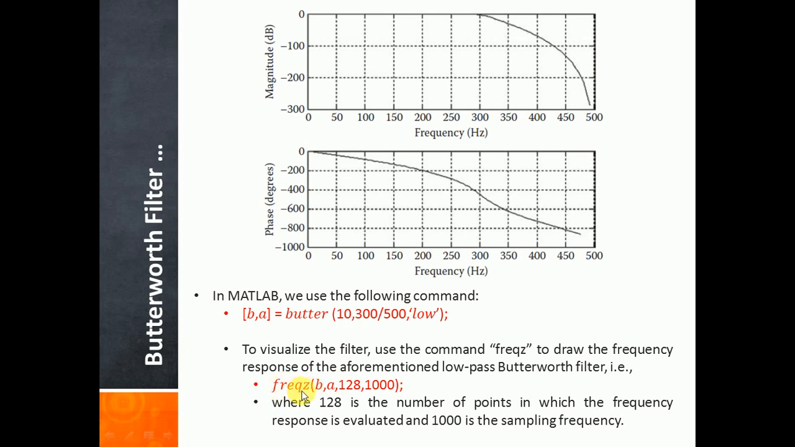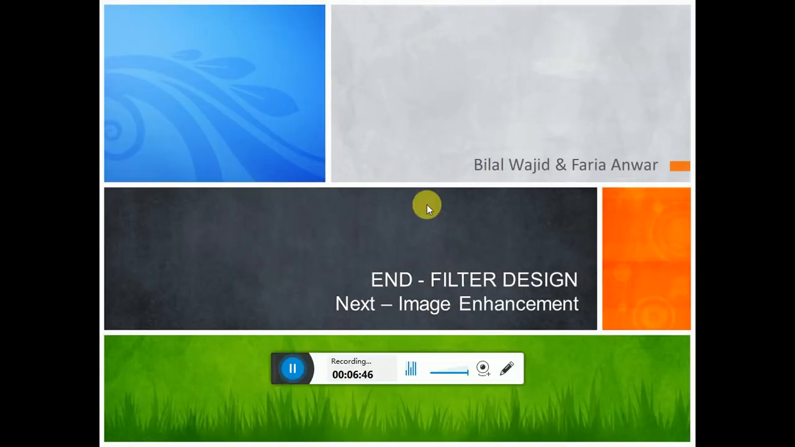Now this is a command in MATLAB. You can use freqz, where you put the same components of B and A, and 128 and 1000. 1000 is the sampling frequency and 128 is the number of points. So that's pretty much for this part of the lecture.